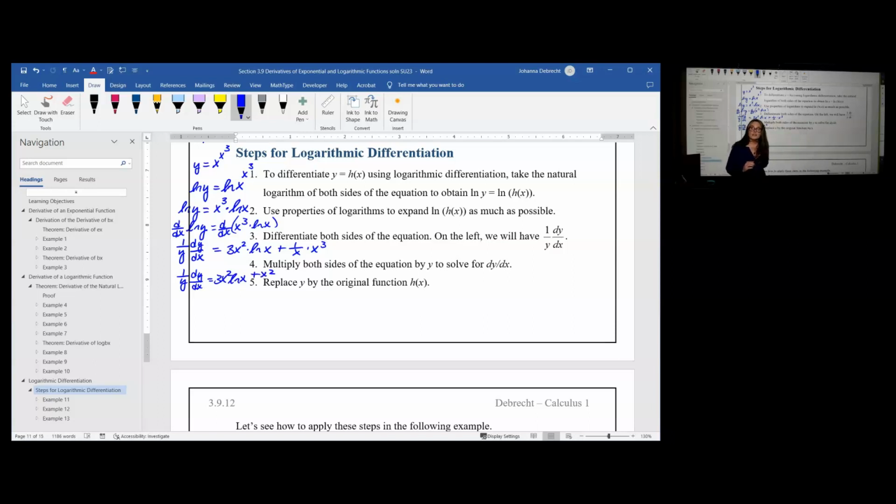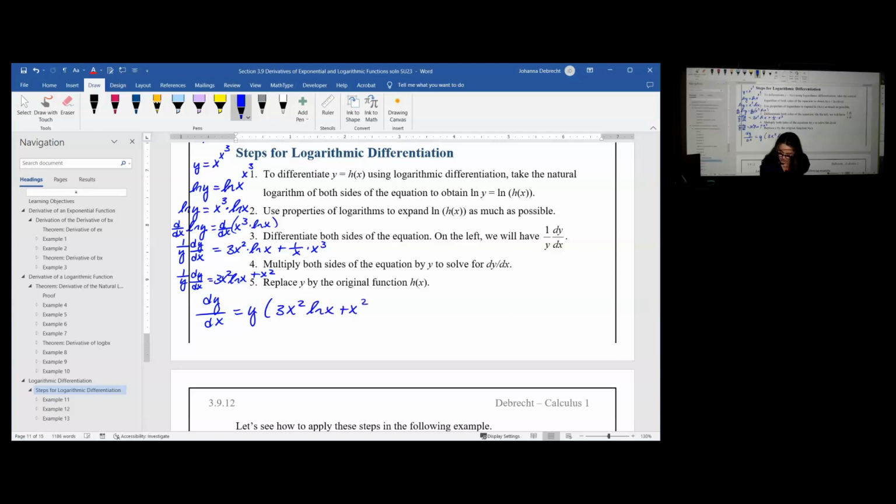The next thing I want to do is move the y to isolate the dy/dx, as we did when we did implicit differentiation. That is in fact what this is. This will give me dy/dx equal to y times the quantity 3x squared natural log of x plus x squared. I could factor out the x squared if I wanted to.